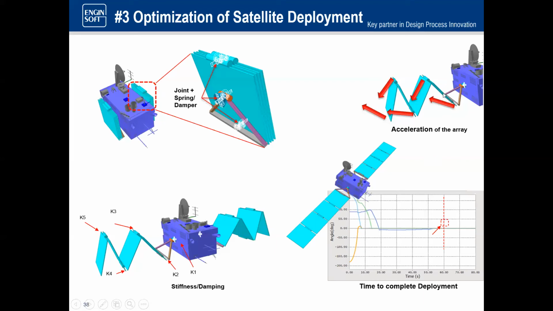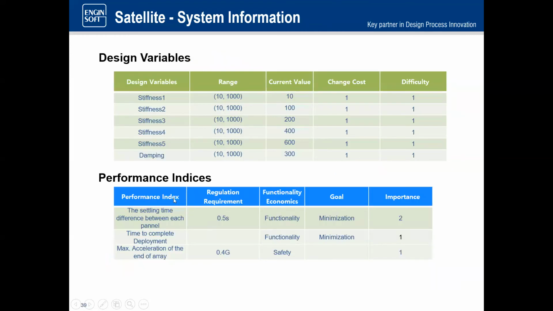So the acceleration we'll be looking at is each one of these individual solar panels. We have to track all of them. So then we can see the design variables. We're looking at these rotational springs, and then we'll be looking at the rotational damping. And so we have a set of values here.